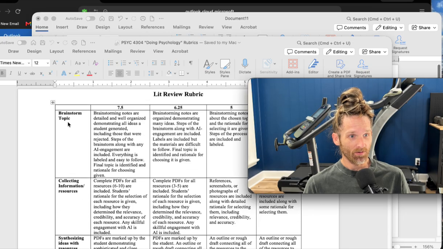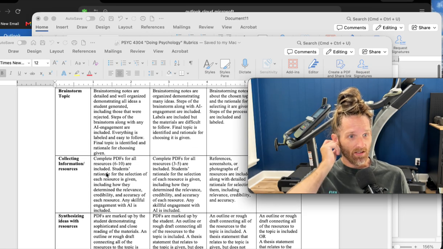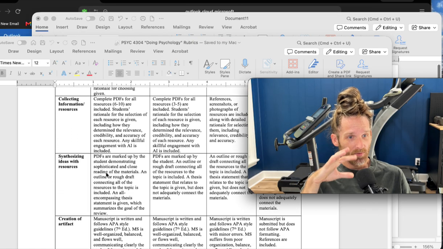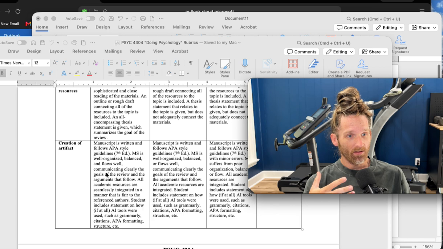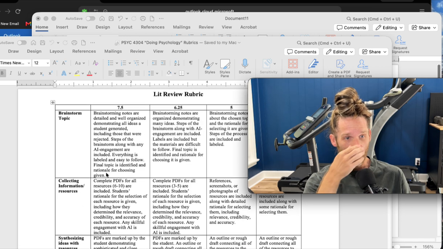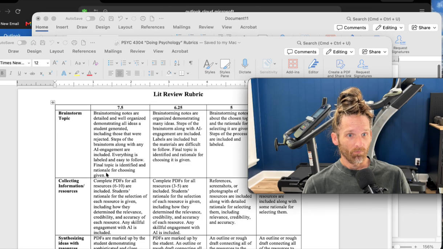The first one is brainstorming a topic. The next is collecting information and resources, synthesizing ideas with resources, making an outline, and then writing the actual manuscript. So that's worth 25% of the whole project grade. So, brainstorm topic.